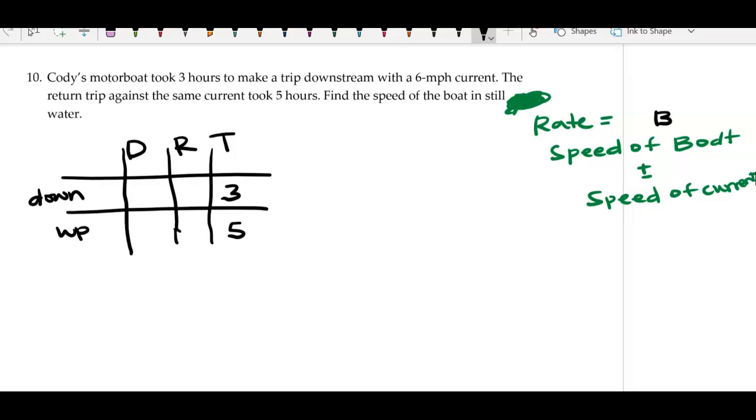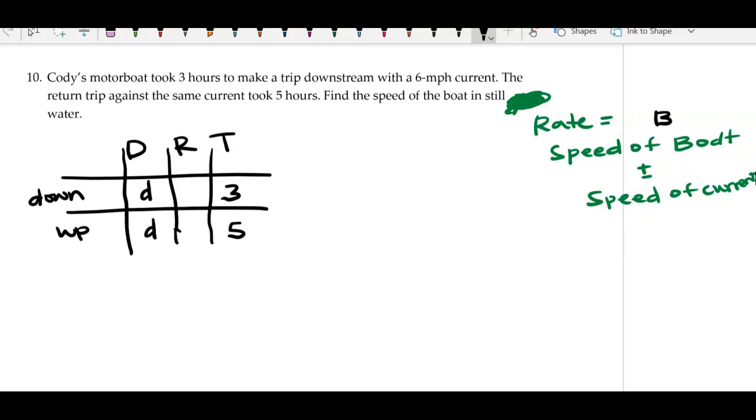We also don't know anything about the distance, just that it's the same, because you went downstream and then you went the same way back, just upstream. So we know those distances are the same. So I'm going to just put those both as D. And so how would I write this? So downstream, right, is that going to be, how are we going to write that?